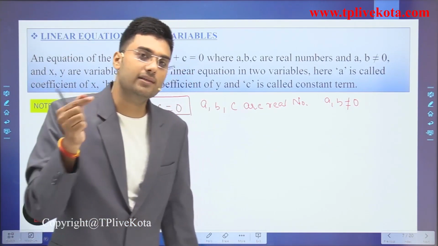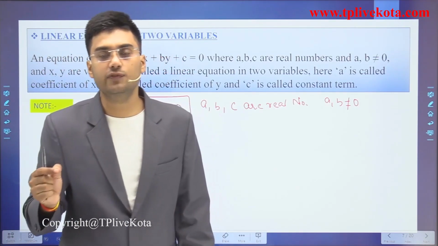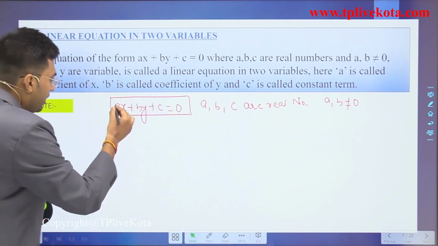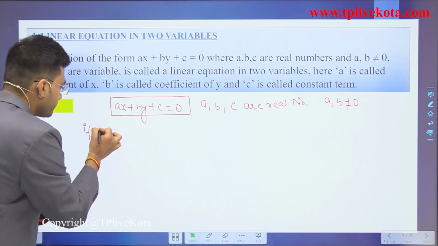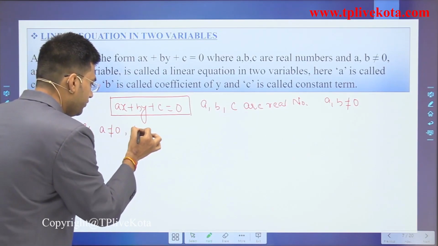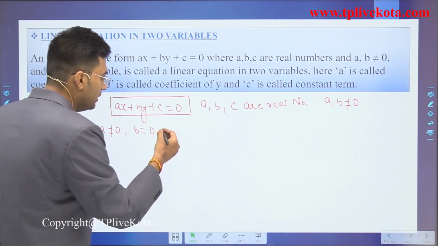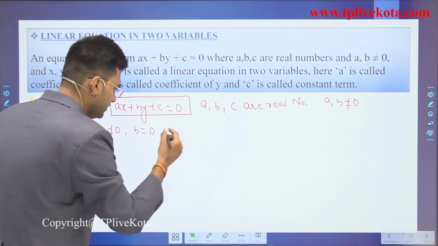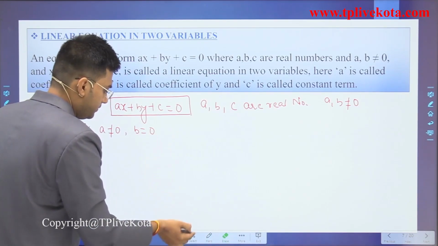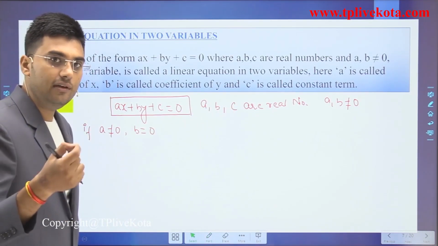Here a is the coefficient of x, b is the coefficient of y, and c is the constant number. Clear? Now, students, if a is not equal to 0 but b is equal to 0, then what does it mean? It means this becomes a linear equation in one variable.